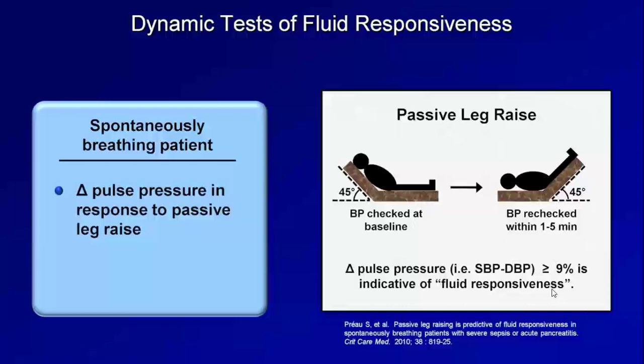And this is what I mean, because this maneuver will increase the cardiac preload and increase the venous return to the heart, with the effect of 500 milli of solution. So here, if the blood pressure is increased according to the increase in preload after the passive leg raise test, this patient is fluid responsive, and I can give him IV fluids.